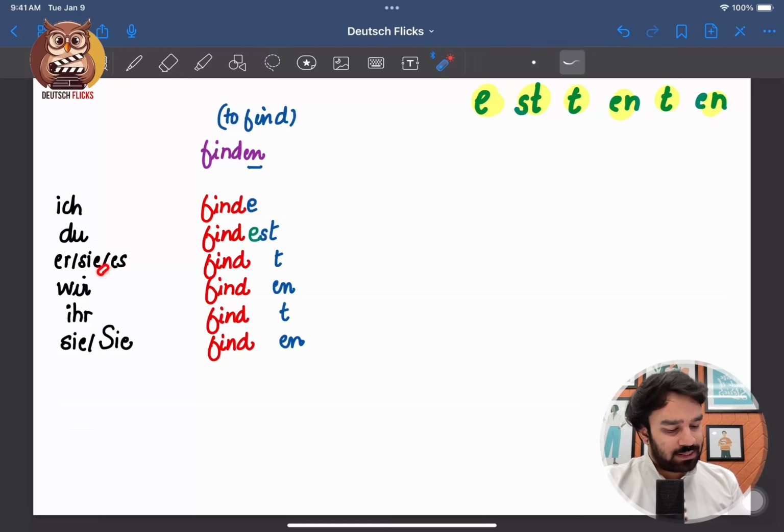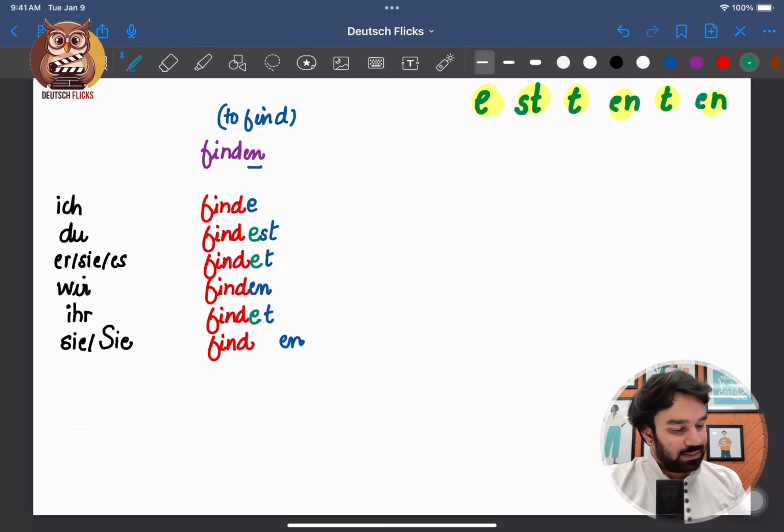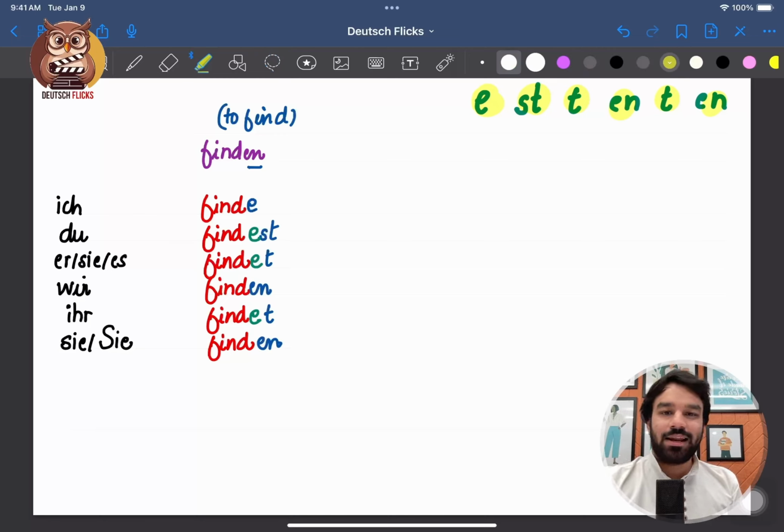Now in case of er/sie/es, any problem with the pronunciation? Yeah, er findet. So what I will do is add another e, er/sie/es findet. Now with wir, no problem with the pronunciation, finden. Ihr, again just like er/sie/es, let's add an extra e in between. So er/sie/es findet, and ihr findet, sie finden. So I think that irregularity, I mean adding an extra e, we do in case of du, er/sie/es, and ihr.